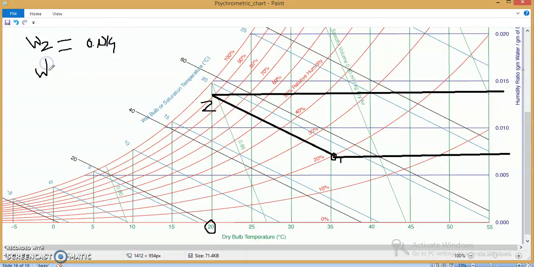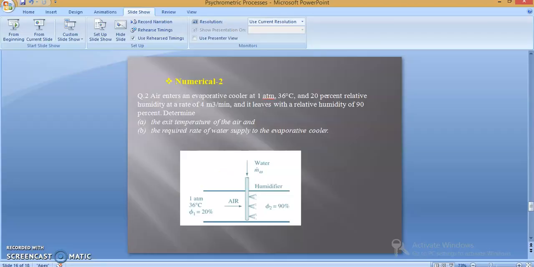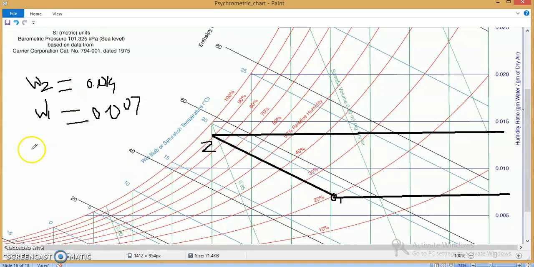and omega 1 is 0.007. So omega 2 minus omega 1 is the gram of water per gram of air, or kg of water per kg of air, which comes to be 0.007 kg of water per kg of dry air. But the amount of air is given. So for the given air, how much water supply is required? So you can multiply this omega with the mass of air. So the formula is mass of air into delta omega.